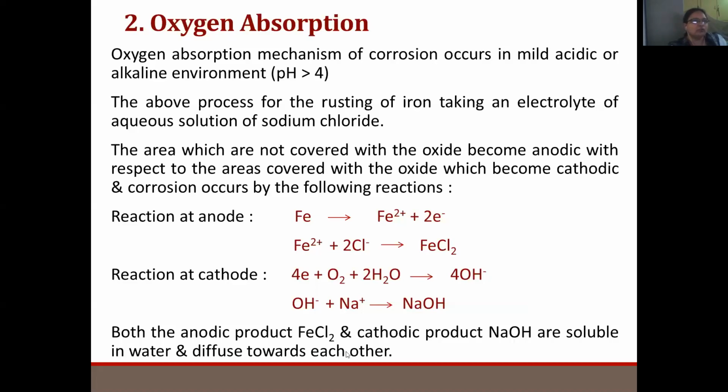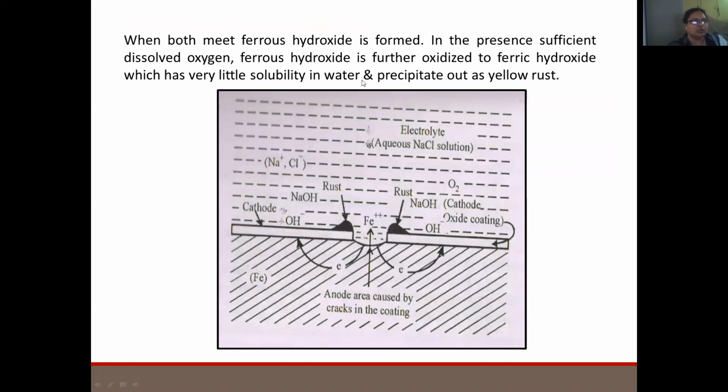So both the anodic product FeCl2 and the cathodic product are soluble in water and diffuse towards each other. Here they precipitate out as yellow rust. So rust formation takes place in the absorption of oxygen. Okay? This is the anodic area where you have Fe2+ ions, and the cathodic area is more here, the anodic area is less. And then we have these OH- ions which form ferrous hydroxide, ferric hydroxide, and later on rust formation takes place.